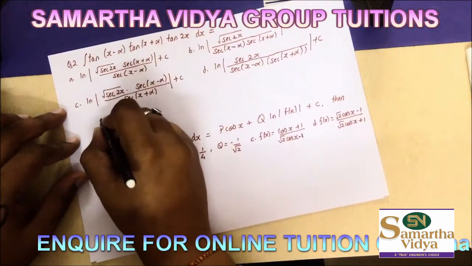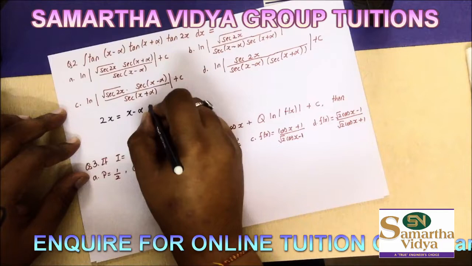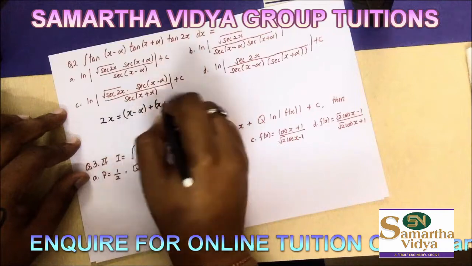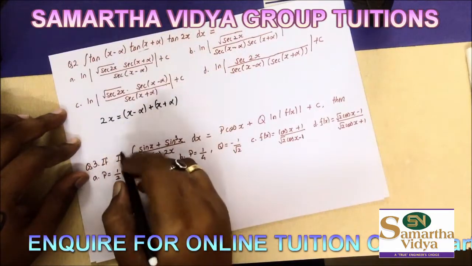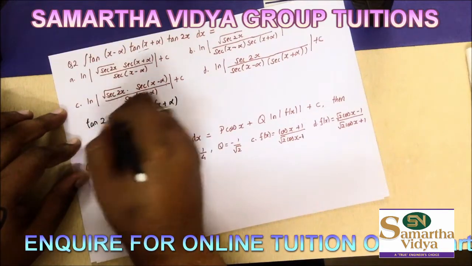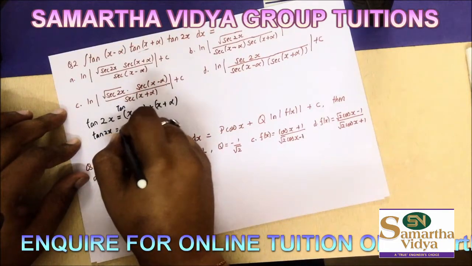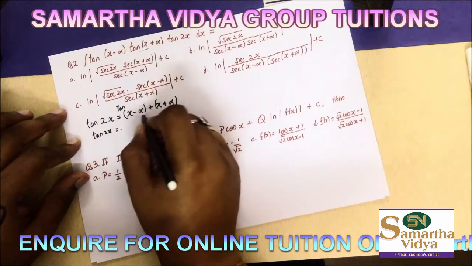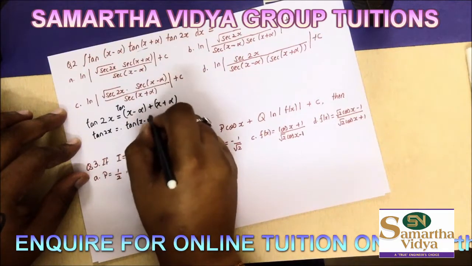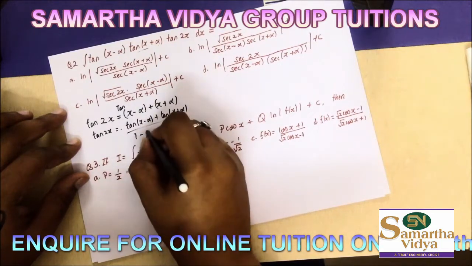So we can write this as 2x. The 2x can be written as x minus alpha plus x plus alpha. So you can see we have just represented these three angles because these are the three angles which are present inside tan. Now I'm taking tan on both sides. So this becomes tan 2x is equal to tan of a plus b. So tan of a plus b is nothing but tan a plus tan b upon 1 minus tan a tan b.